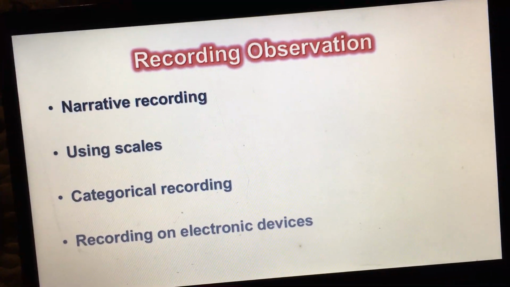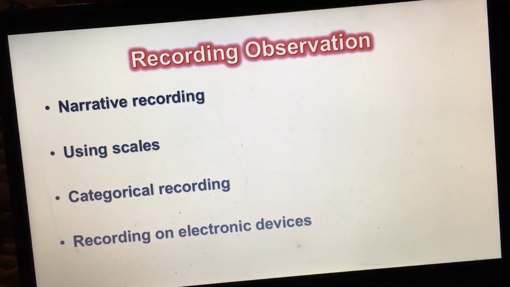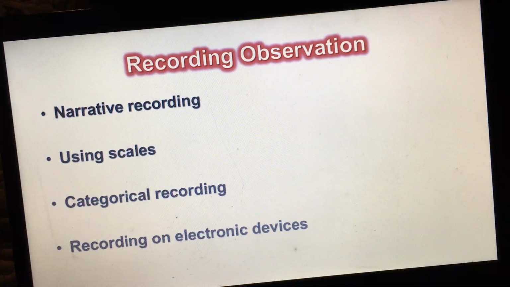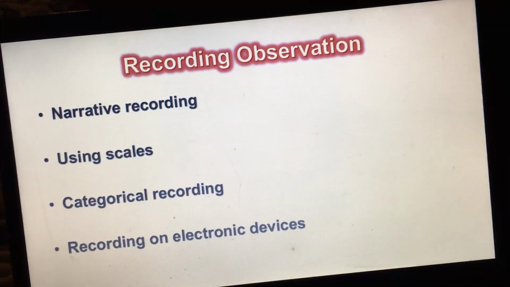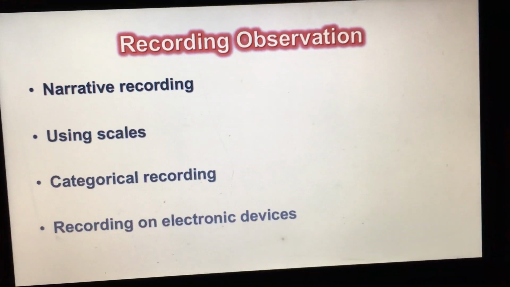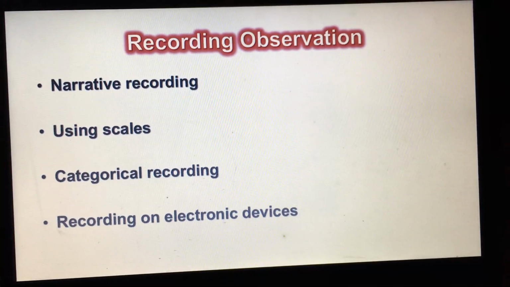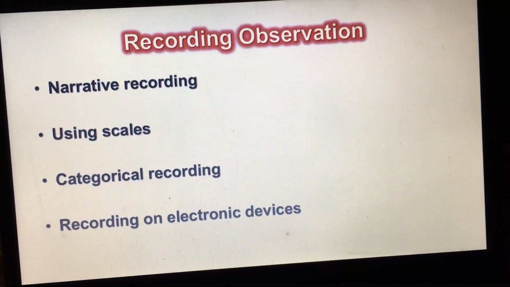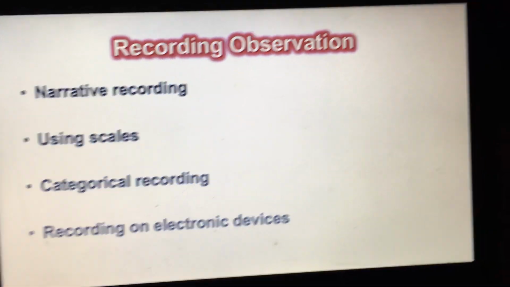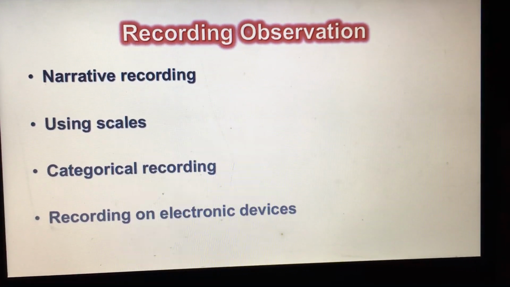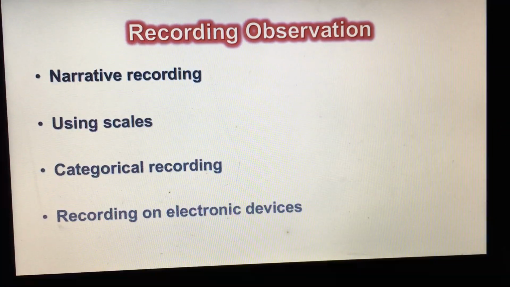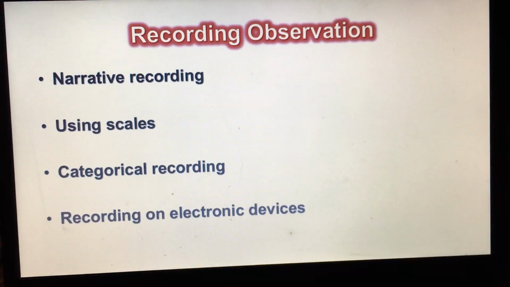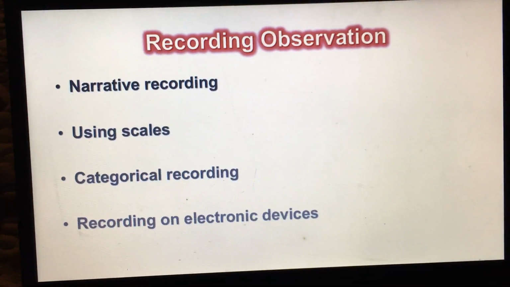And keep in mind that each of the methods of recording an observation has its advantages and disadvantages. There are four main types of recording observation. They are narrative recording, using scales, categorical recording, and recording on electronic devices.